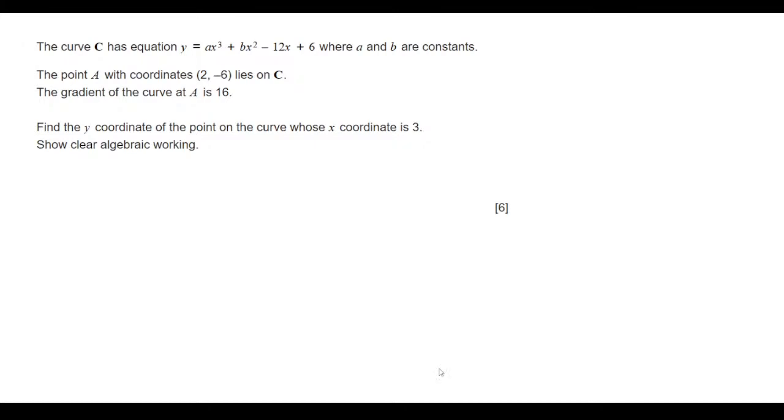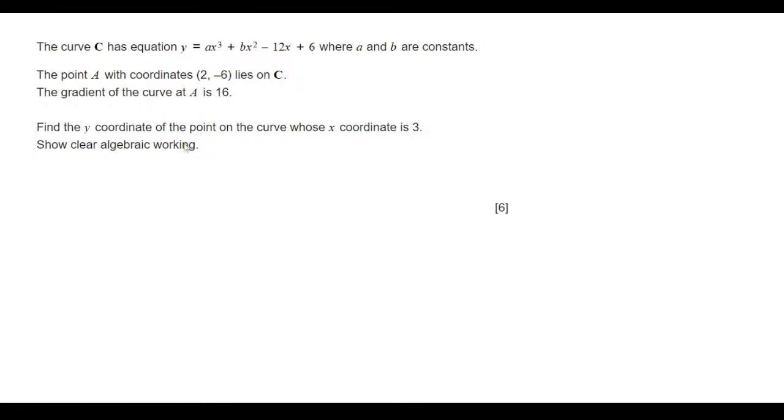So here the question is, the curve C has equation y equals ax cubed plus bx squared minus 12x plus 6, where a and b are constants. The point A with coordinates (2, -6) lies on the curve, and the gradient of the curve at A is 16. We have to find the y coordinate of the point on the curve whose x coordinate is 3, and we have to show all the algebraic working.